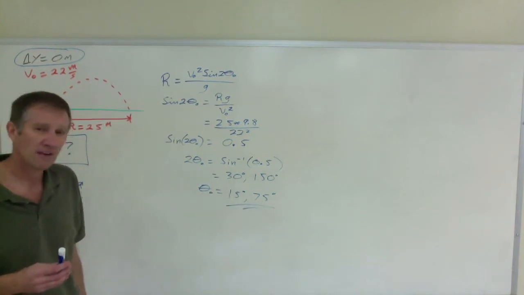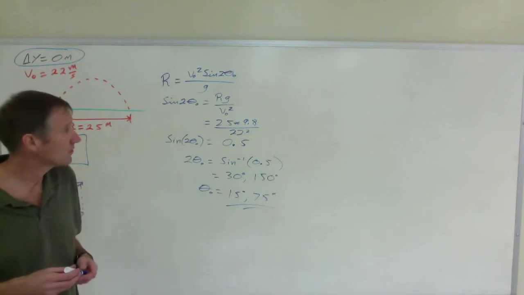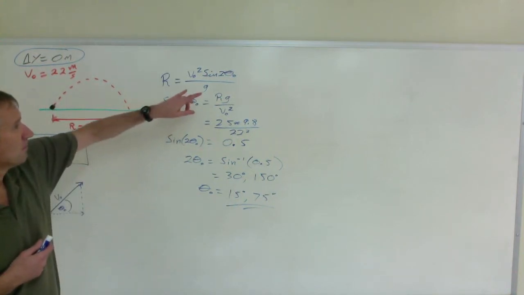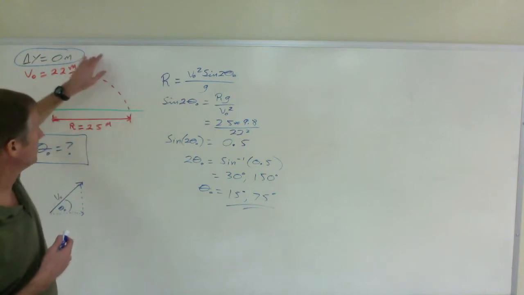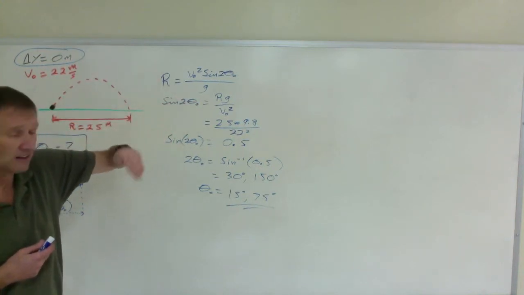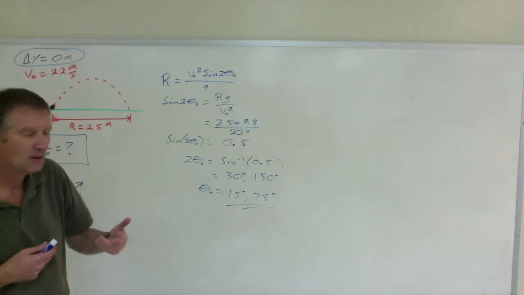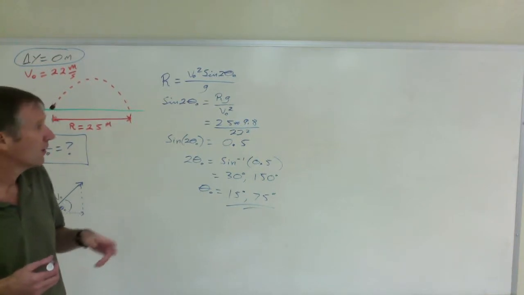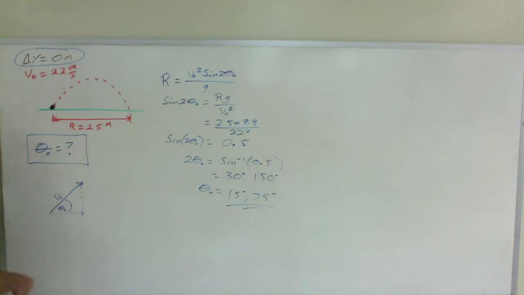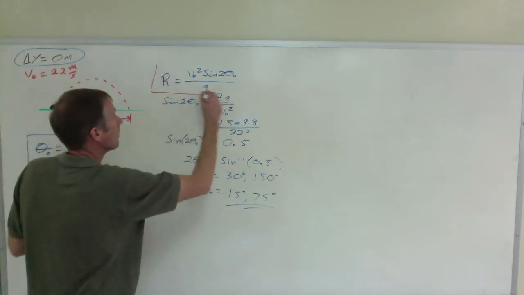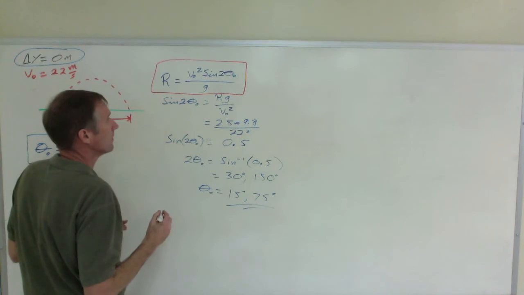The other question I've seen that goes along with this is, show that 45 degrees, when delta y is equal to 0, is the angle that maximizes the range for a projectile. Well, that comes from this equation right here.